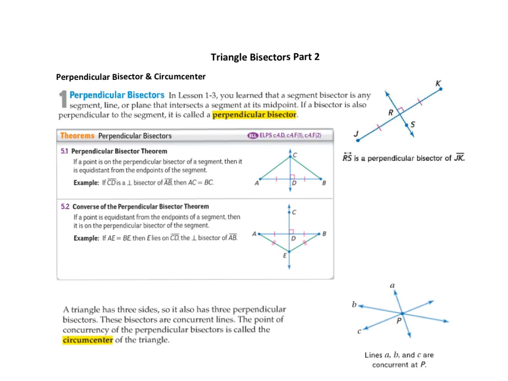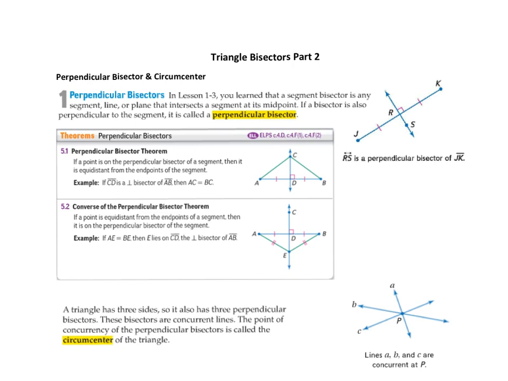So first off, like last time, we're going to start off with our perpendicular bisectors as well as this new term, circumcenter. Not circumference, circumcenter. So perpendicular bisectors, as covered in lesson 1.3, are any segments, lines, or planes that intersect with a segment at its midpoint, which in turn forms two congruent segments. And if it intersects at a perpendicular angle, it is called a perpendicular bisector.